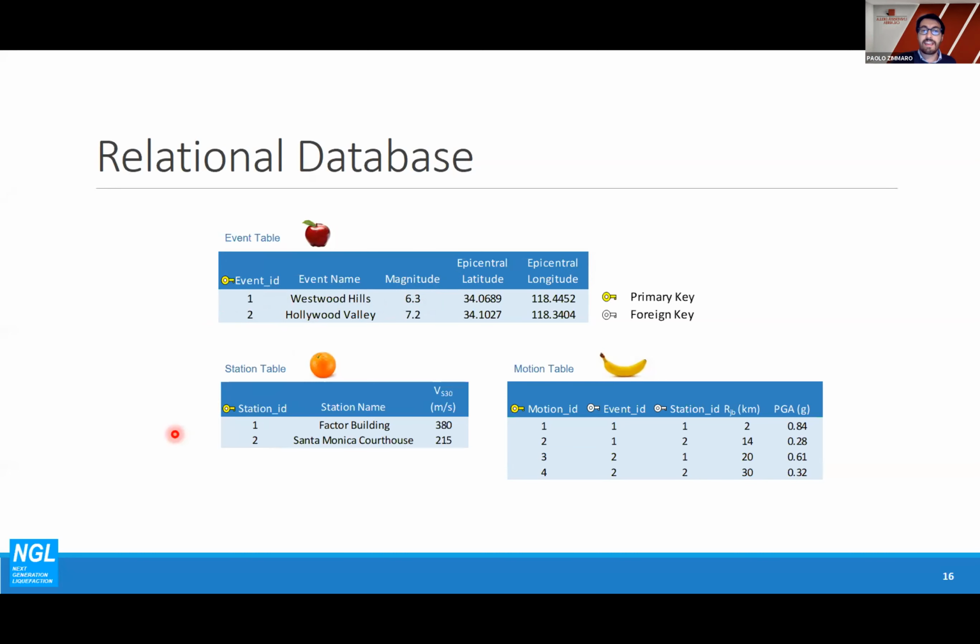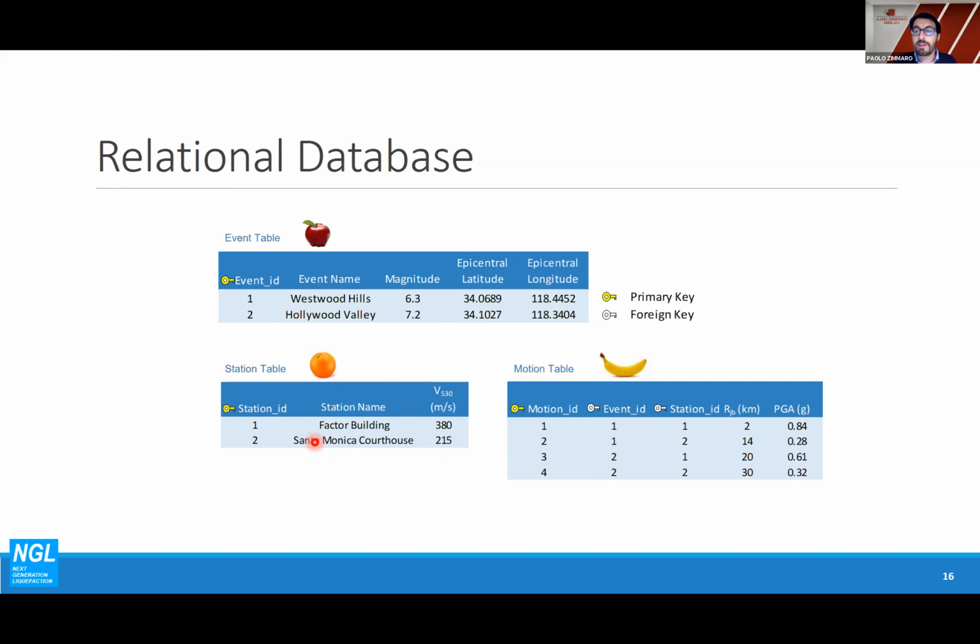Then we have a second table, which is the stations table. In this case, we have two stations in this example database, the Factory Building and the Santa Monica Courthouse. So station ID number one identifies the Factory Building with a certain Vs30, and station ID number two is the Santa Monica Courthouse. So again, we have primary keys identifying these entities uniquely.